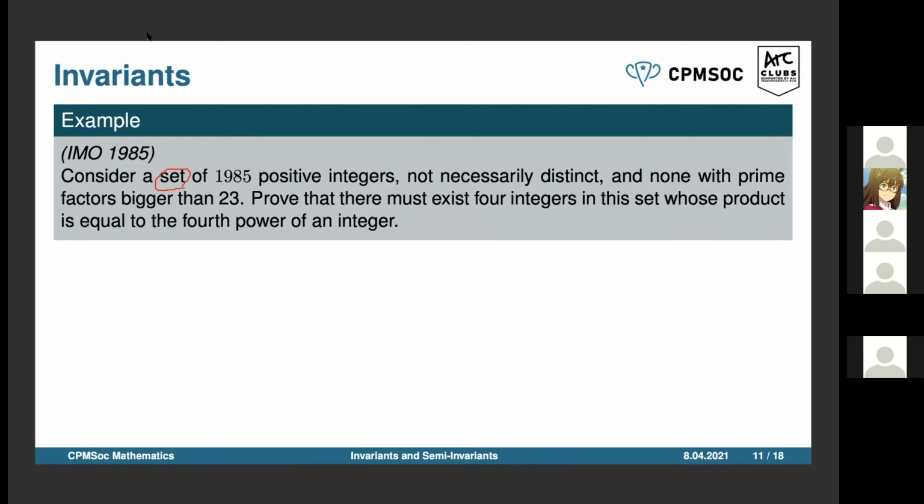So the question is, prove there exists 4 integers in this set whose product is equal to the 4th power of an integer. So can we find 4 integers no matter what the set of 1,985 integers is? Can you always find 4 integers whose product is something to the power of 4?